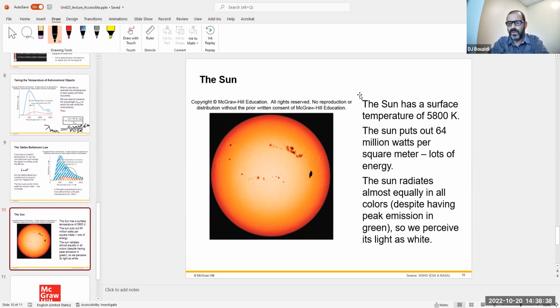So again, the moral of the story today is if you know the maximum wavelength, you should be able to find what the temperature is. Once you find what the temperature is, you could tell what the power is that is produced per unit time. So it's the energy per unit time per unit area.